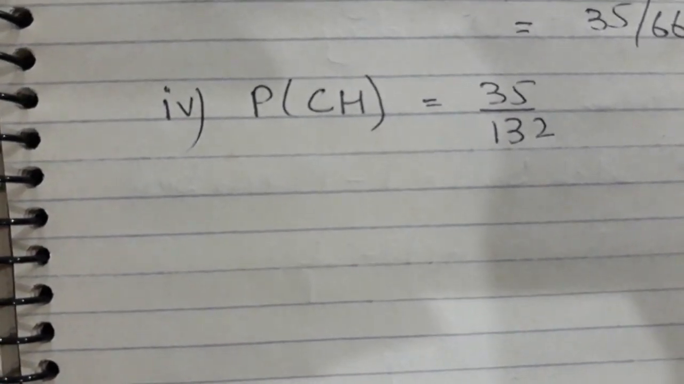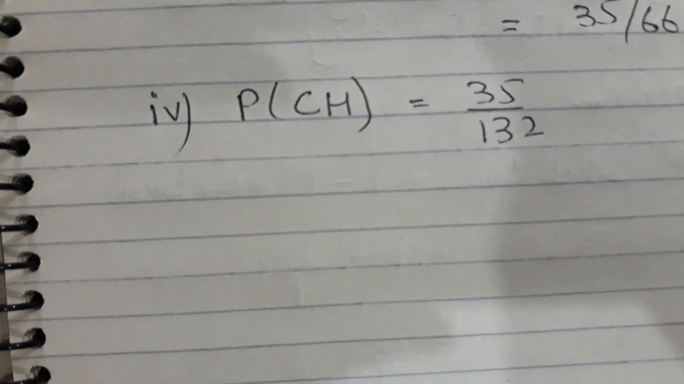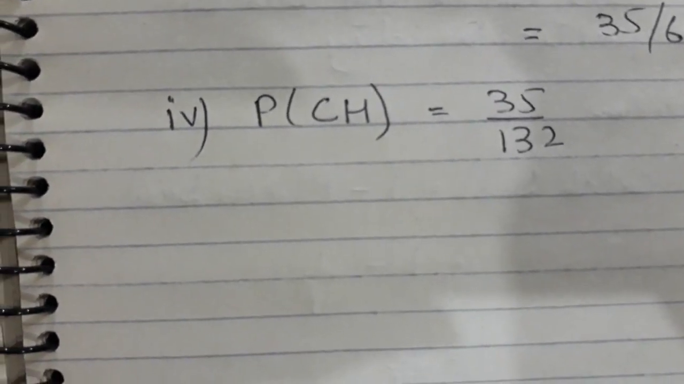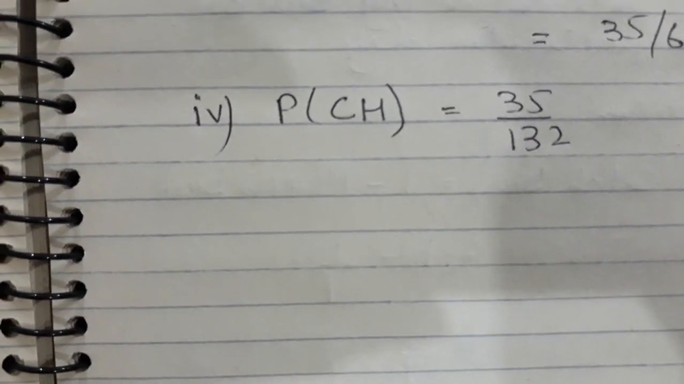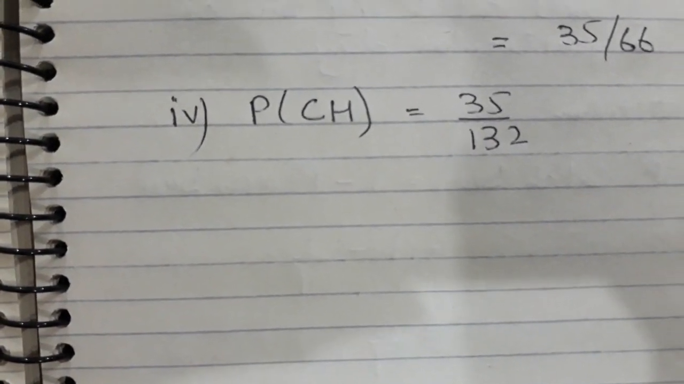So with this we will end the second video, which is all about simple combined events using tree diagram and possibility diagram, dependent and independent cases.